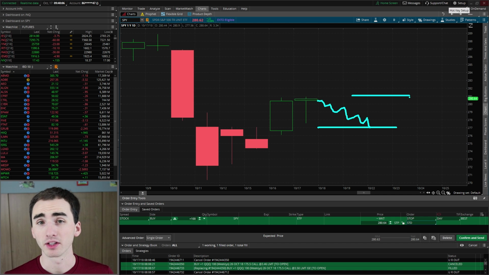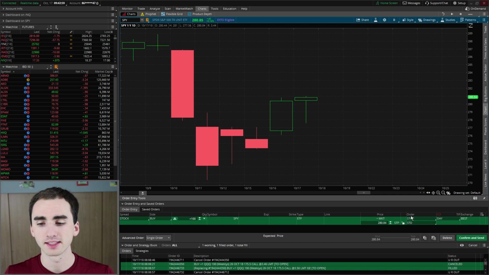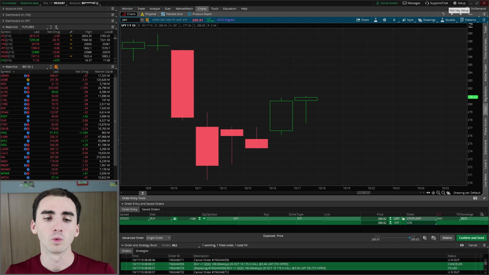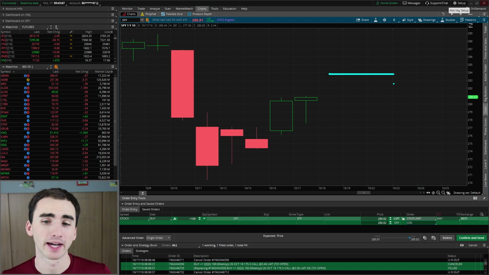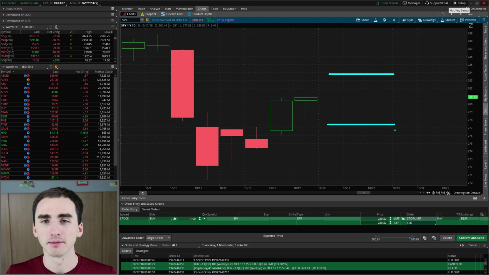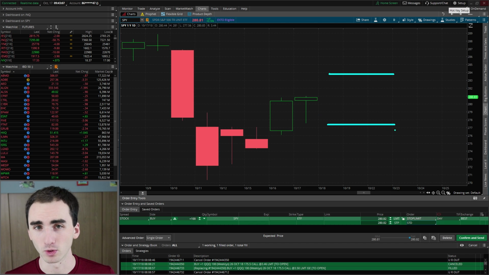Now the last one is a stop limit, and this is essentially the same as a stop loss or just a regular stop. The only difference is once it gets to that level that you potentially want to buy or sell, the system puts in a limit order. So this is actually, you can change the limit order to whatever you want.